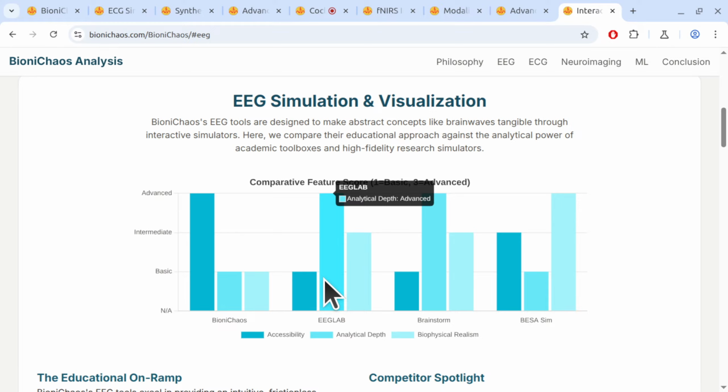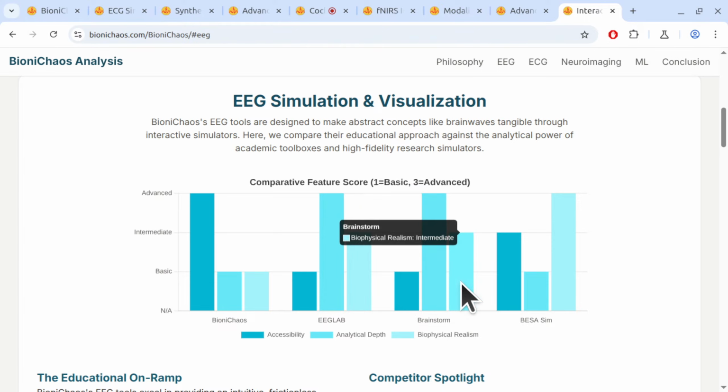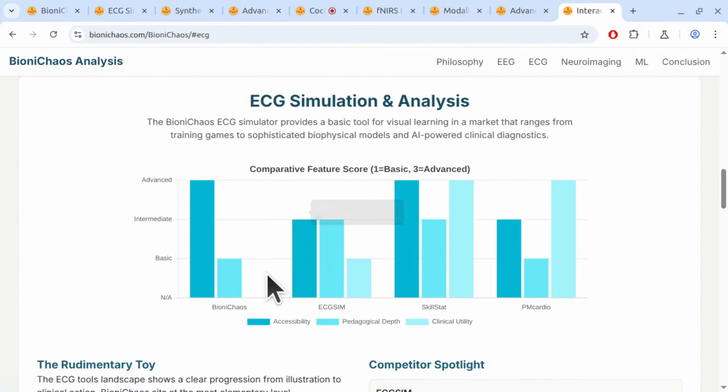Or BISA Sim, which is all about that high-fidelity biophysical realism. So it's a clear choice Bionic Chaos seems to be making. That makes sense. And interestingly, we see that same pattern pop up again when we look at the ECG simulation data. Bionic Chaos, again, advanced for accessibility, super easy to jump into. But then it's marked NA, not applicable for clinical utility. Not for actual diagnosis. Right.